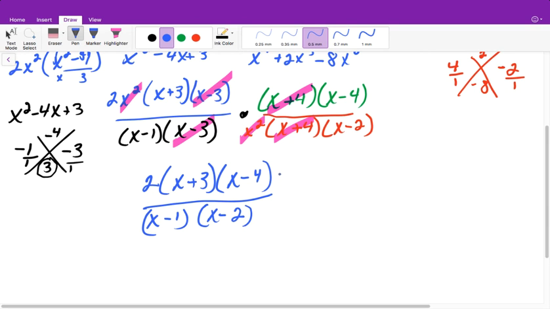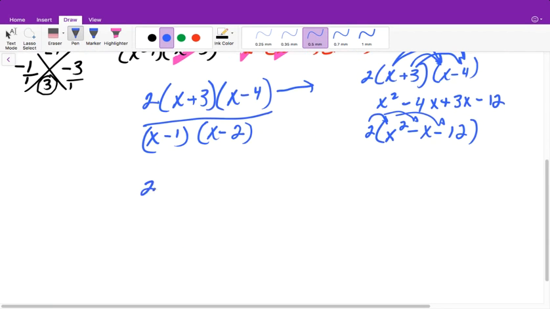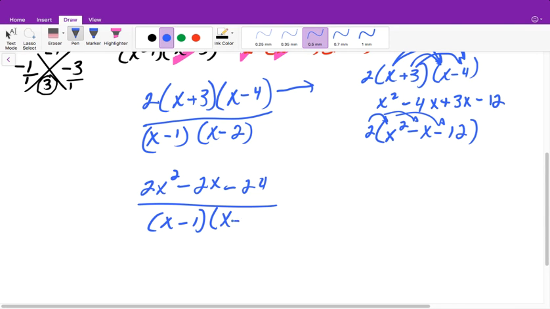So now we're going to go ahead and multiply this off to the side. So 2 times x plus 3 times x minus 4. Well, we need to FOIL this out, so it gives me x squared minus 4x plus 3x minus 12. So then this will give me 2 times x squared minus x minus 12. And when we distribute the 2 into all of them, we will get 2x squared minus 2x minus 24. And remember, you never have to multiply the denominator, and you can leave it as its factors.